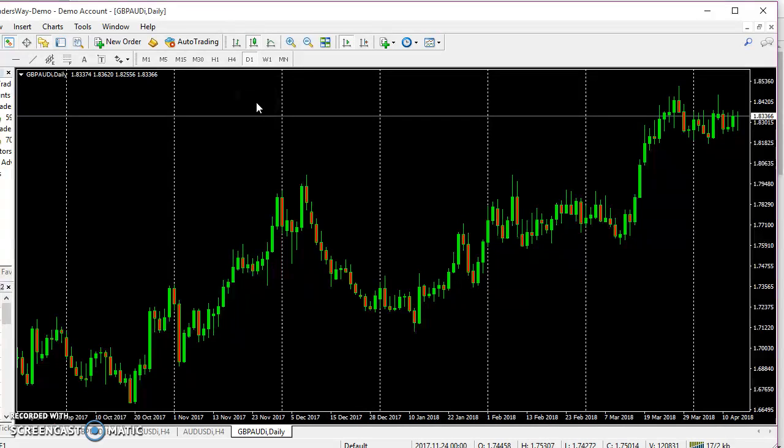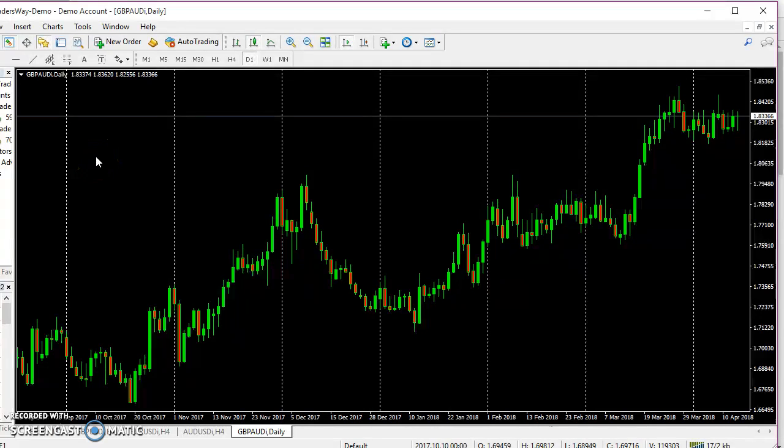Keep in mind that the higher the time frame, the better it is for identifying zones, only because you'll see a larger amount of time within those particular time frames. So we're starting off with the daily chart.